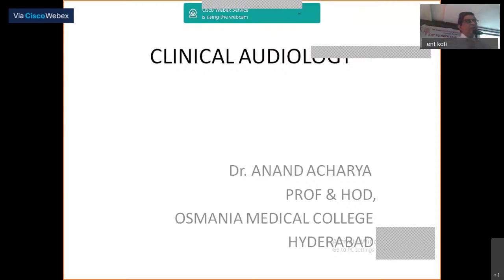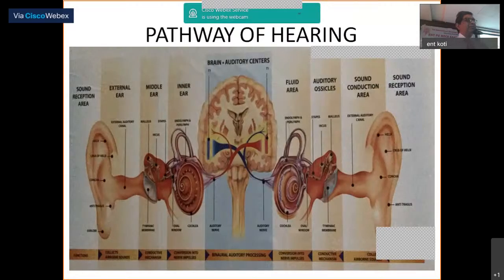So if somebody asks me to draw a diagram of the pathway of hearing, I give 100 out of 100 to the person who draws it on both sides. So the sound heard in the right ear is interpreted also on the left side, right to left.